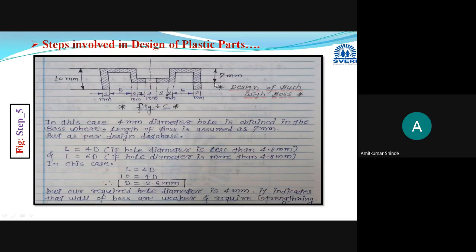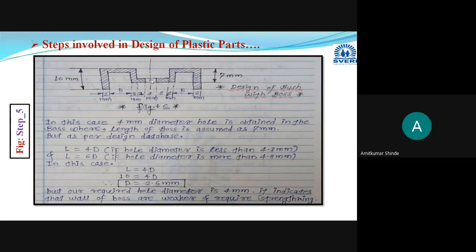The boss is there to help in the assembly of the manufactured bush to the leg of the chair. This is just a consideration. Now in this way our initial design is modified. Here the diameter of this hole is 4 millimeter.